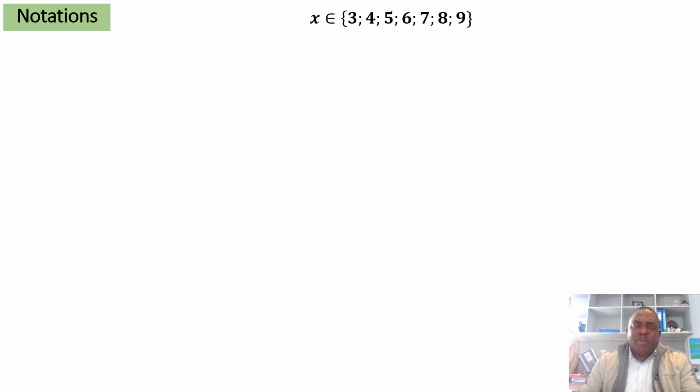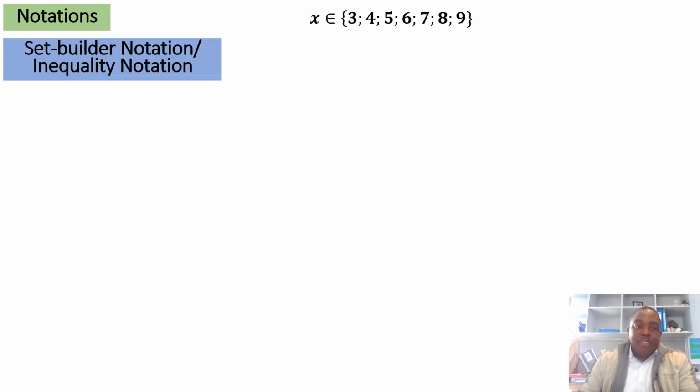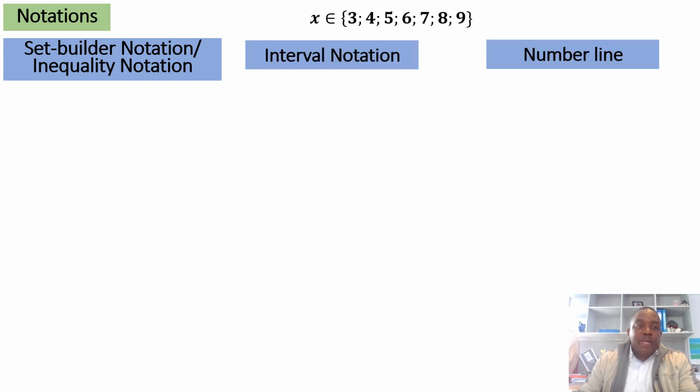Now remember, this is just about representing a set of numbers, and in this case, if you look at this, this is when you would have listed the actual numbers that belong to that set. Now there are obviously shorter ways of representing that. There's set builder notation, sometimes called inequality notation. There's interval notation, and there's number line. So you've already seen two of these.